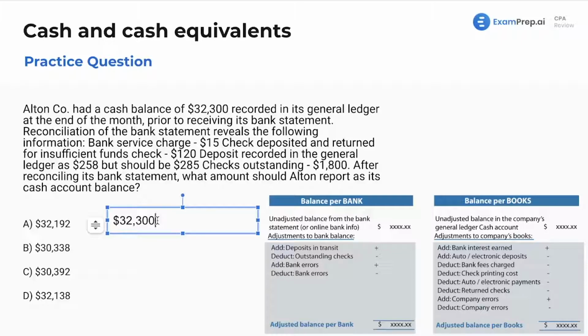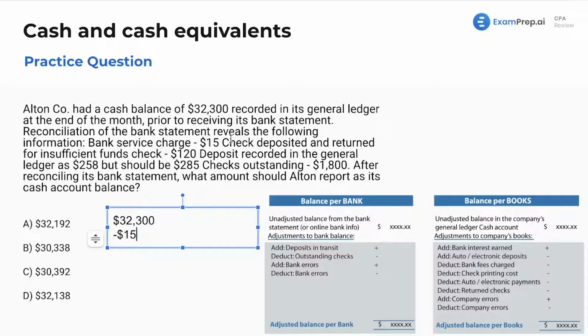We have a bank service charge of $15. Is that something that we are going to include, not include? Do we add, subtract? What do we do? Well, this we are going to include, and we are going to subtract it because this bank service fee is something that the bank knew about. However, we did not know about it as Alton's books.